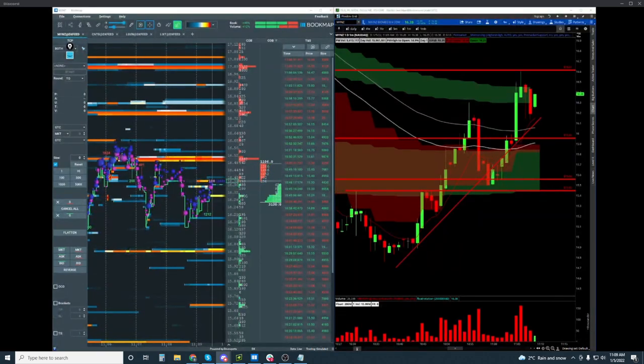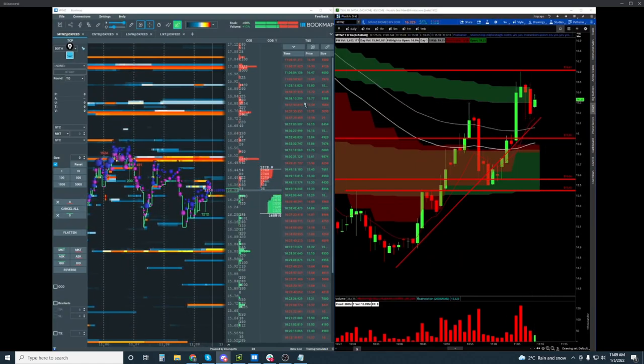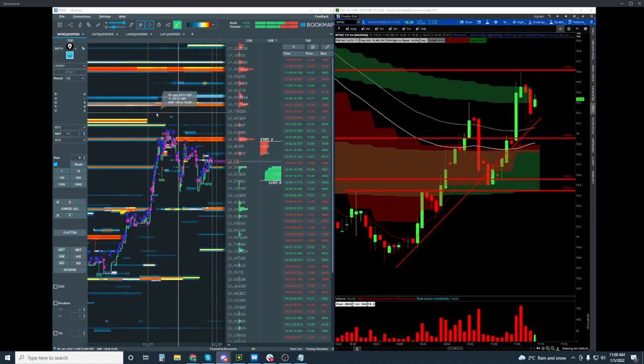They're curling above J-lines. Careful, because you can see over here they're holding the 90 MA. I need to see a drop below the 90 MA. And it's pretty illiquid right now. It's pretty thin.